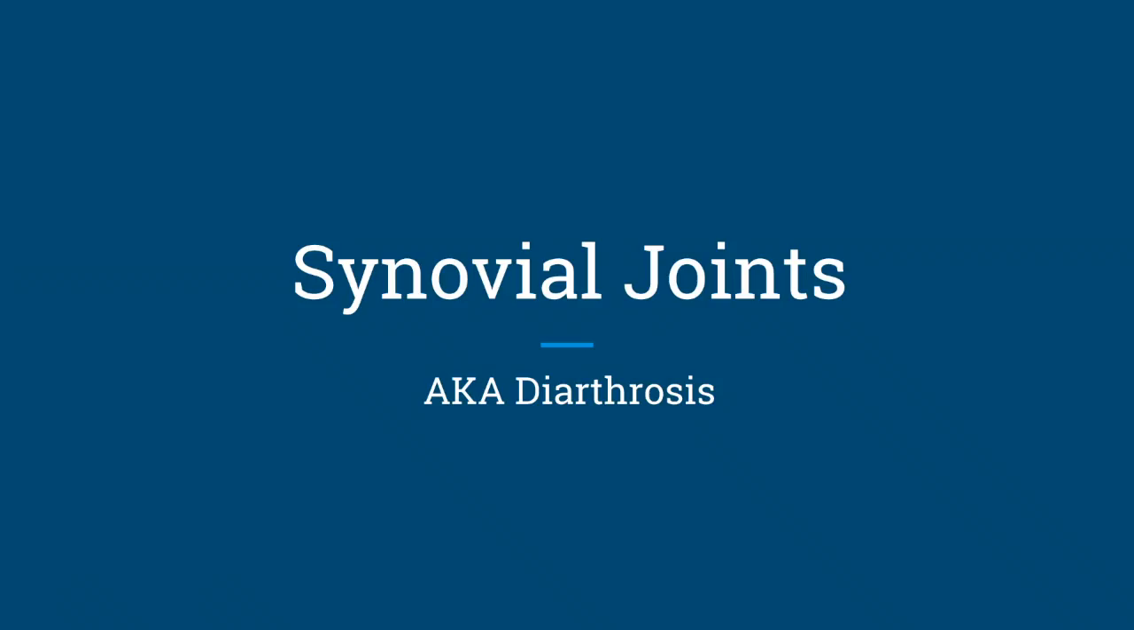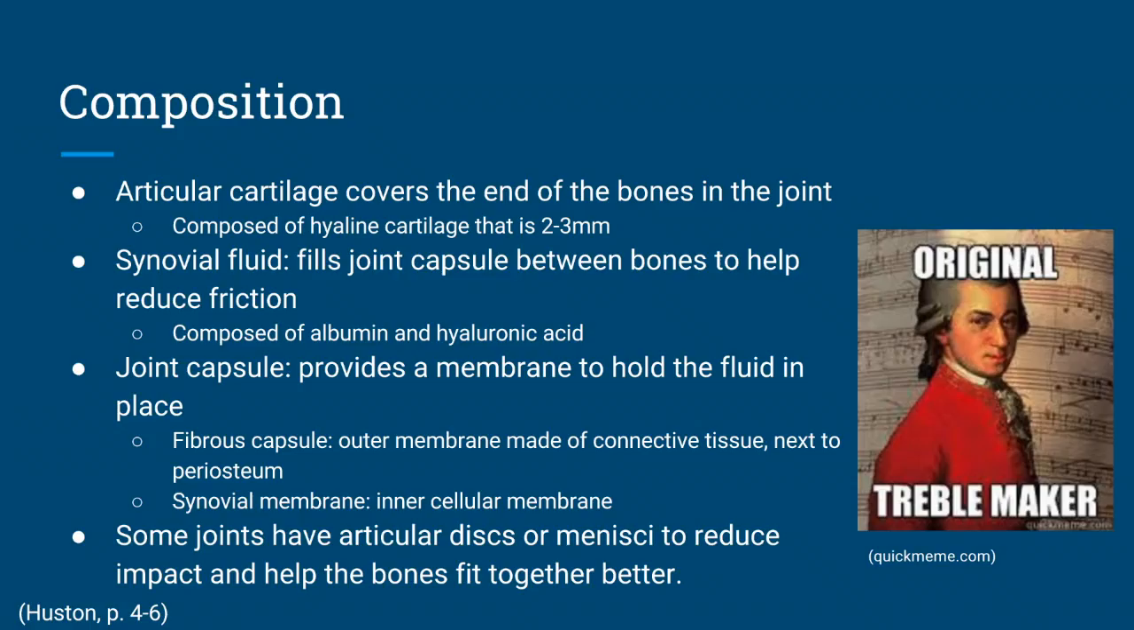Lastly, we're going to be covering synovial joints. The composition of these joints is that on the ends there's articular cartilage to make movement easier. Then there's a joint capsule that holds in synovial fluid to help reduce friction. And lastly, some joints have articular discs or menisci to reduce impact and help the bones fit together better.